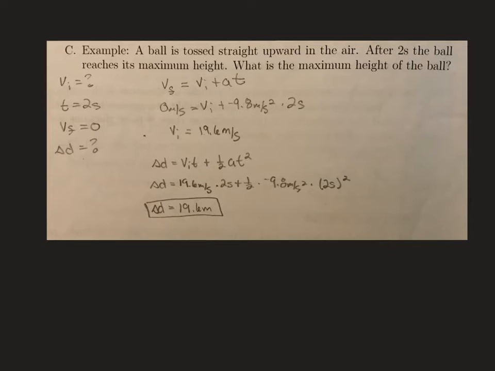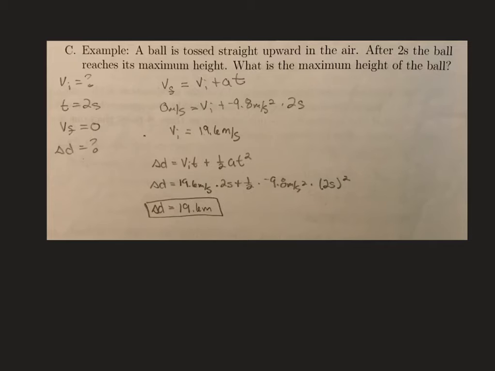So as soon as we see tossed straight up in the air, we know that this is a free fall problem because we're moving only in the y direction, and we're moving through the quote-unquote air, even though we're ignoring the frictional force from the air. And that tells us that our acceleration is going to be a negative 9.8 meters per second squared.